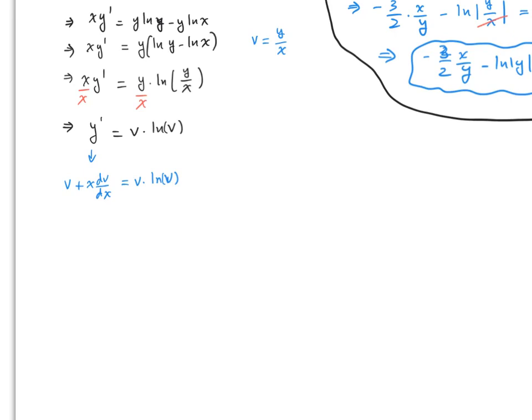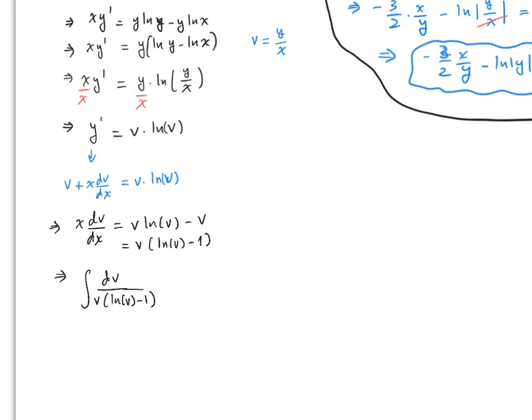So from here, we're going to have x dv/dx equal to v ln v minus v. So you can actually factor the v, so this will be ln of v minus 1. And then if you separate the variables, you should check this, you will end up with dv over v(ln of v minus 1) on the left side. And on the right side, I told you this should always give you just dx over x.